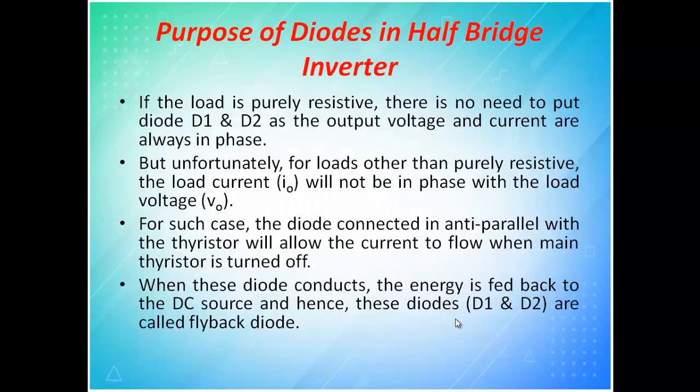If the load is purely resistive, there is no need to put a diode D1 and D2, as the output voltage and current are always in phase. But unfortunately, for a load other than purely resistive, the load current will be out of phase with the load voltage. For such a case, a diode is connected in anti-parallel and will allow the current to flow when the main thyristor is turned off. When these diodes conduct, the energy is fed back to the DC source. Hence, the diodes D1, D2 are called flyback diodes.